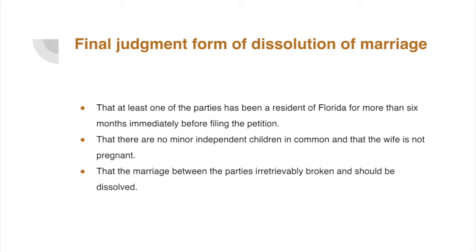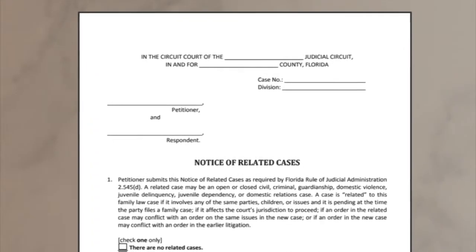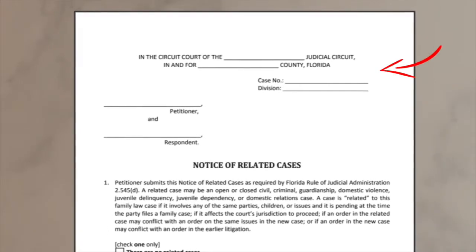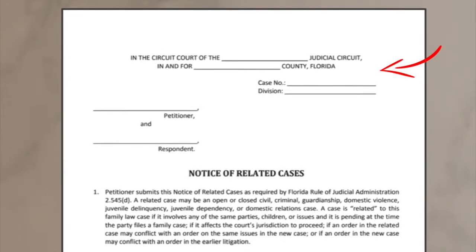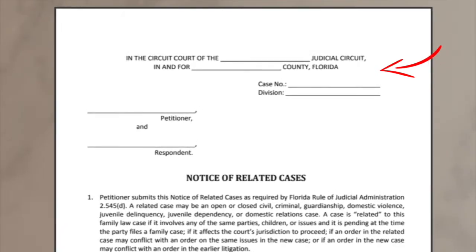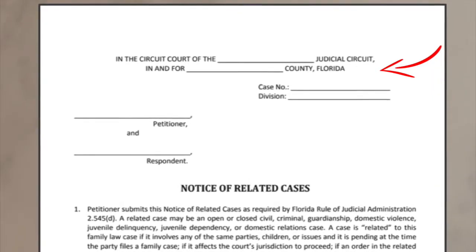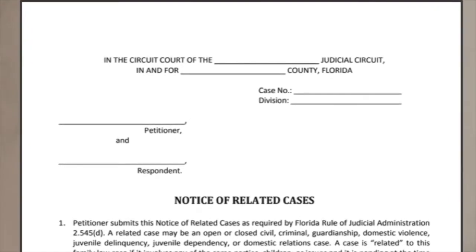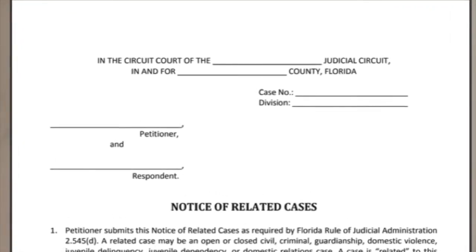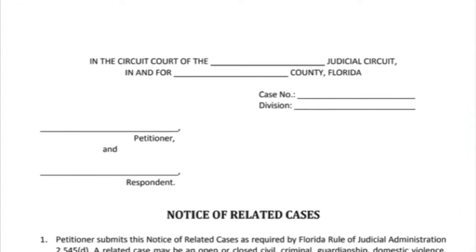So on the top, where it says in the Circuit Court of blank Judicial Circuit in and for blank County, Florida, that portion is where you would indicate in the second line what county your case is in. The Judicial Circuit, which varies depending on the county, you can find out by looking online. For example, if you're in Miami-Dade County, you would be in the 11th Judicial Circuit. And if you are in Broward County, you would be in the 17th Judicial Circuit.